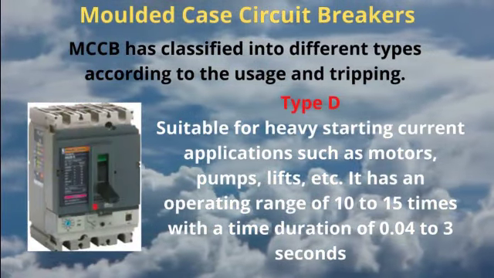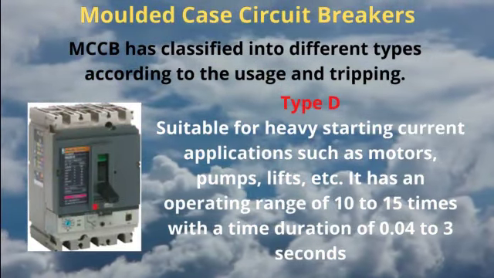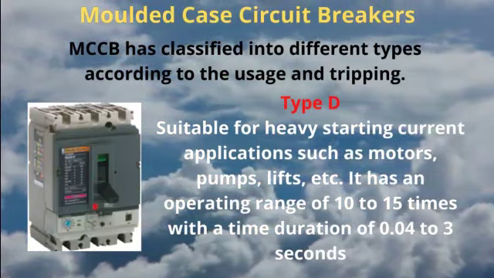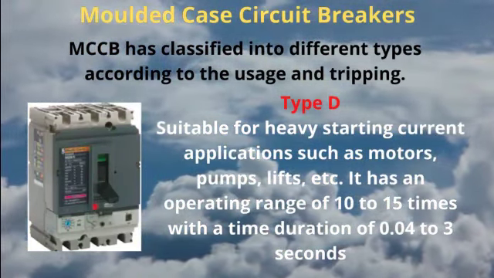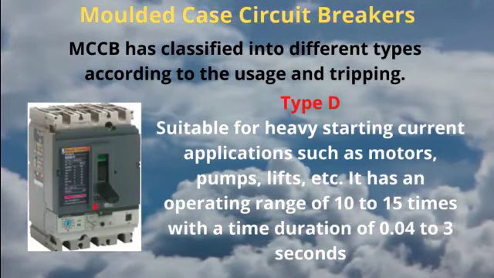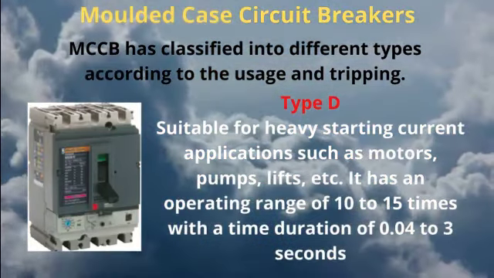Type D is suitable for heavy starting current applications such as motors, pumps, lifts, etc. It has an operating range of 10 to 15 times the full load current with a time duration of 0.04 to 3 seconds.